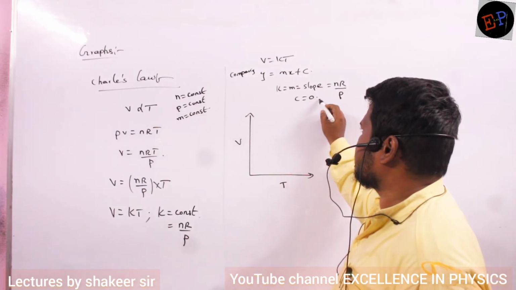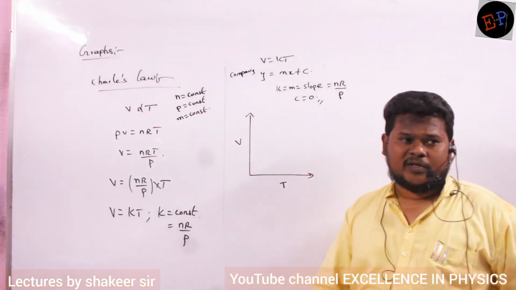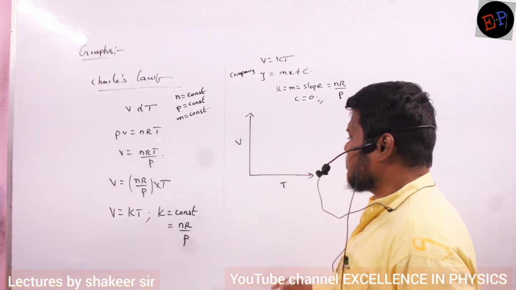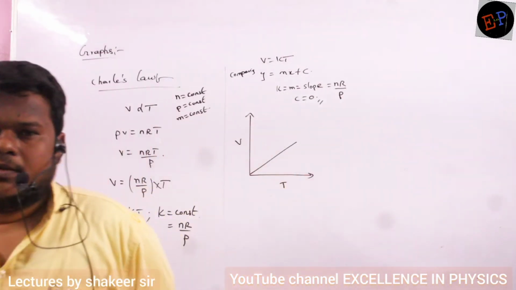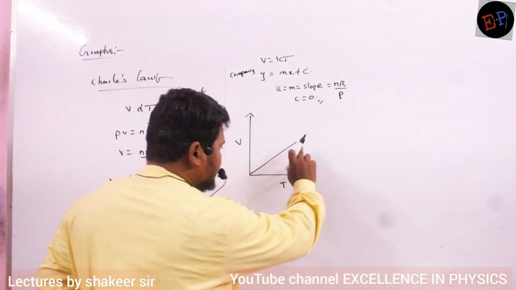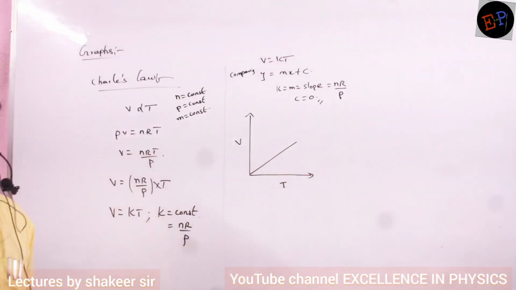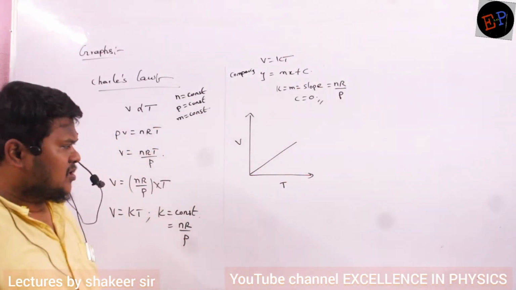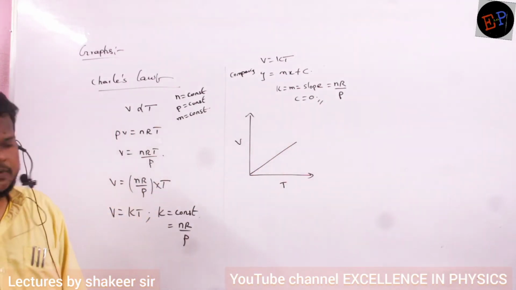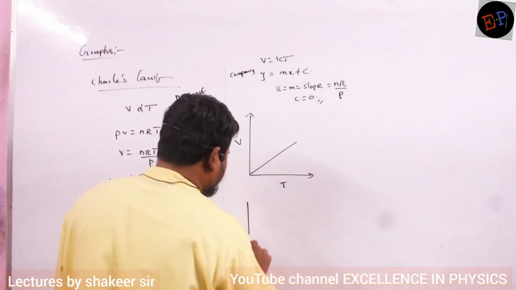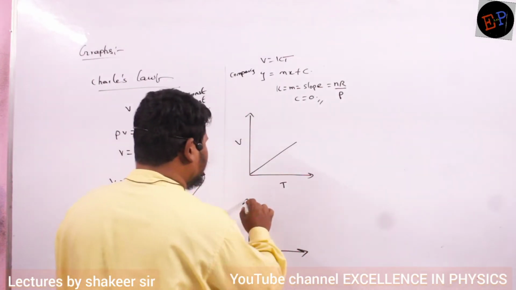And what is C? The y-intercept is 0. There is no y-intercept. What does that mean? The graph is passing through the origin. That is the meaning of this. If there is no y-intercept, it means the graph is passing through the origin. So this is the graph which I have. Volume and temperature are directly proportional to each other.